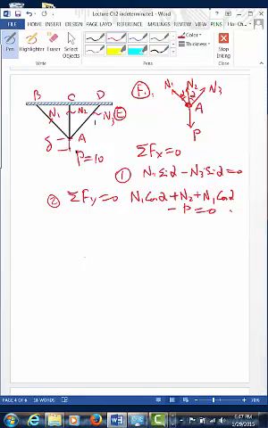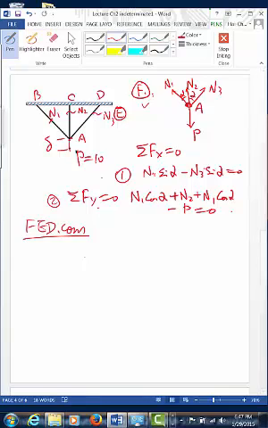Okay, so once we know it's an indeterminate problem, then we know we need to use F, E, D. So we already drew the free body diagram, and then we wrote down the equation of equilibrium. So what we need will be the deformation equations.